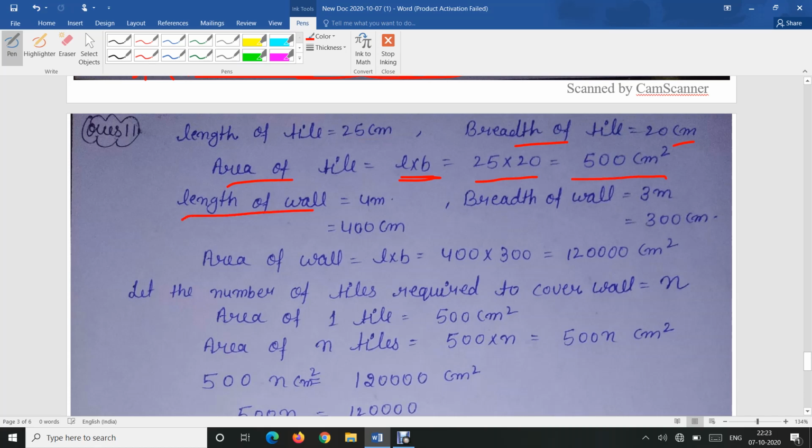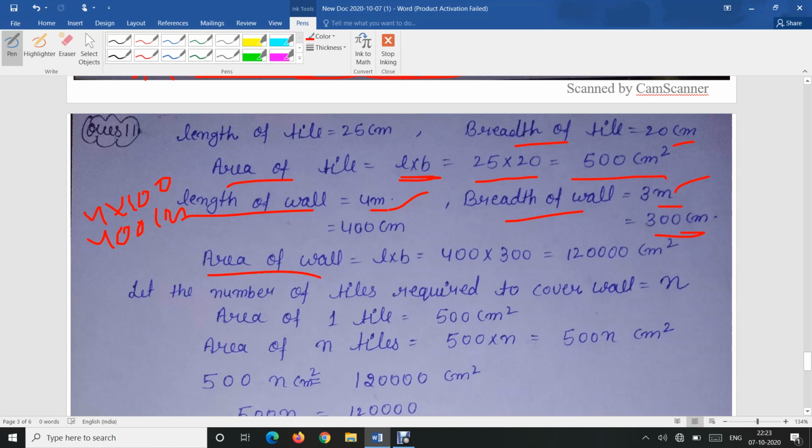Now the length of the wall is 4 meter and the breadth of the wall is 3 meter. The length of the tile is in centimeter, and the breadth of the tile is in centimeter, but the length of the wall is given in meter. So you have to convert this meter into centimeter. You know that 1 meter is equal to 100 centimeter. So 4 meter is equal to 4 multiplied by 100, that means 400 centimeter. Similarly, it will be 300 centimeter.